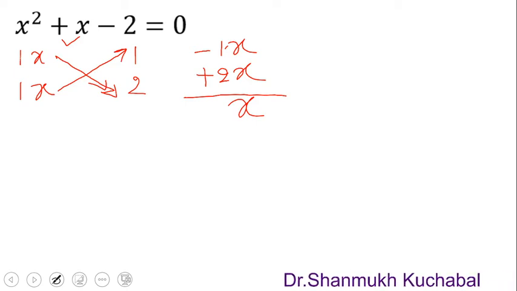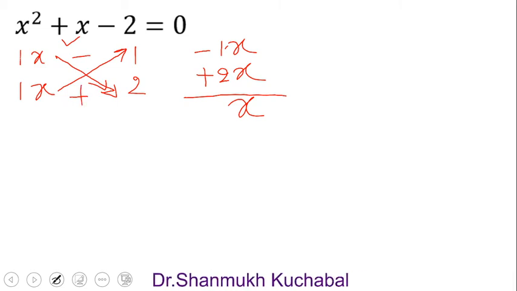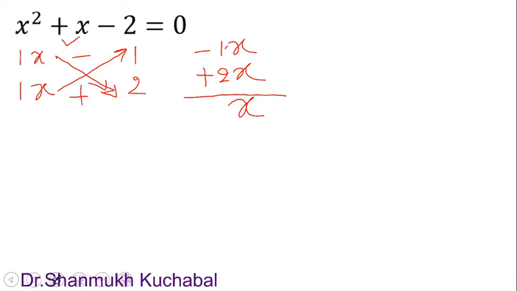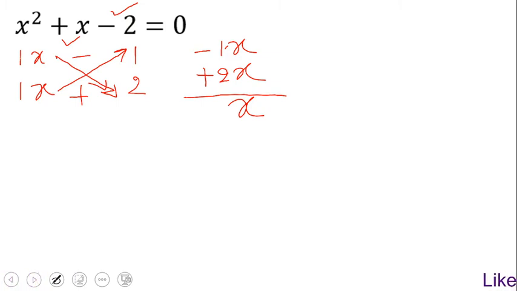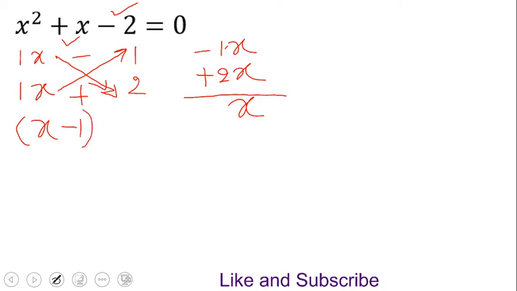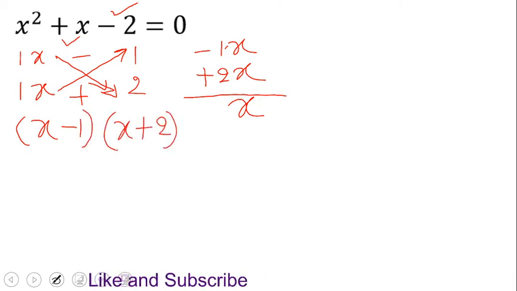So here it is a minus sign, minus I introduce. Here it is a plus sign, plus I introduce. Along with this, 1 into 2 is 2, with the minus. So this is also balanced. So multiplication as well as addition balanced. Therefore I write the factors. So this will be first line x minus 1, second line x plus 2 equal to 0.